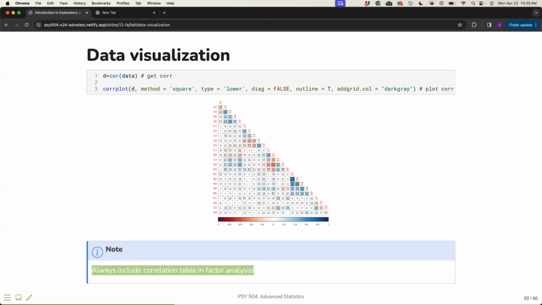So we can actually perform a factor analysis just based on the correlation matrix. So it's always good to include that in the appendix or in the paper itself, so someone could reproduce your work or do further analysis on that work.